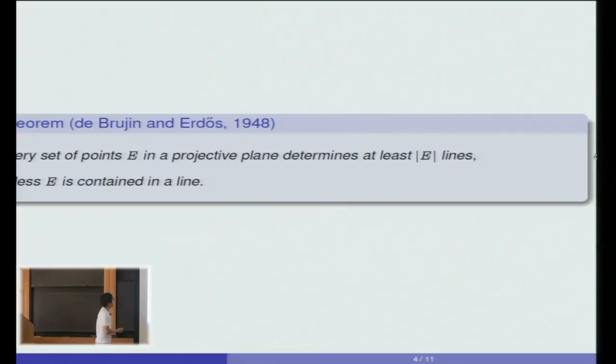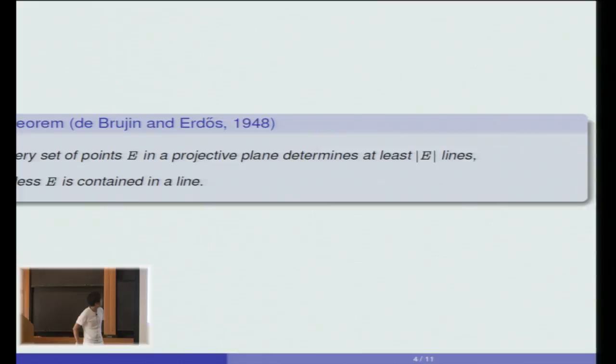So this is perhaps what may be the first theorem in enumerative combinatorial geometry, in the 40s by de Bruijn and Erdős, which says that every choice of points, E, in a projective plane determines at least the size of E lines, unless your set E is contained in a line.